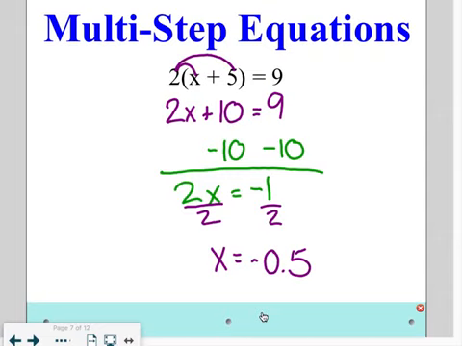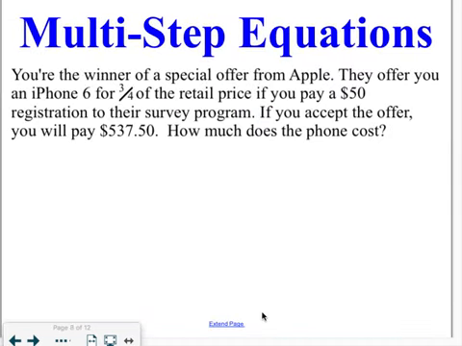Should have gotten an answer of x is equal to negative 0.5, or you could have left it as negative 1/2. I don't care if you are using the decimal or the fraction as your answer. Next, we're going to talk about another word problem.